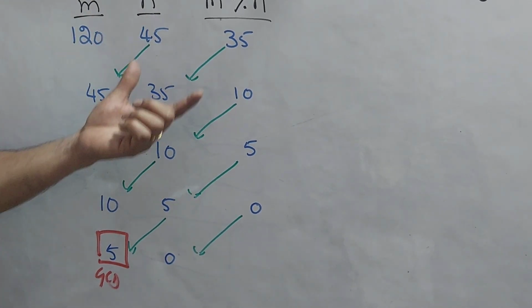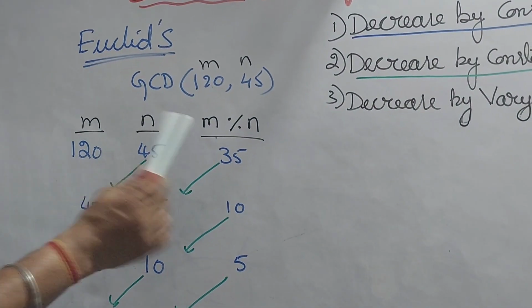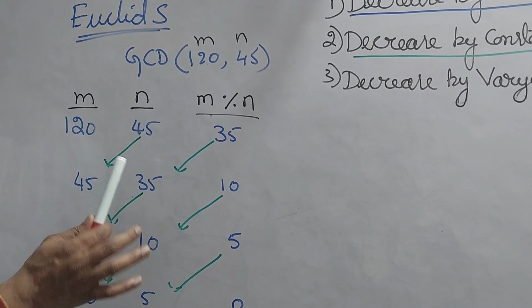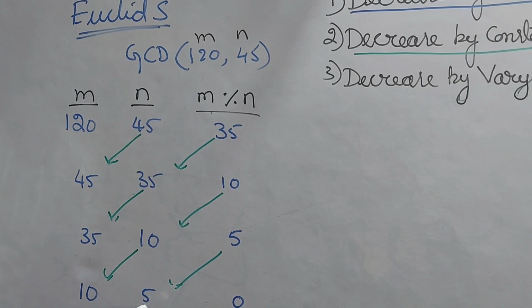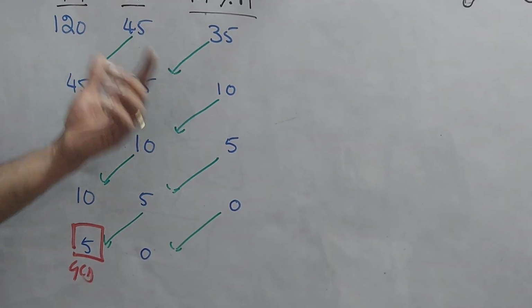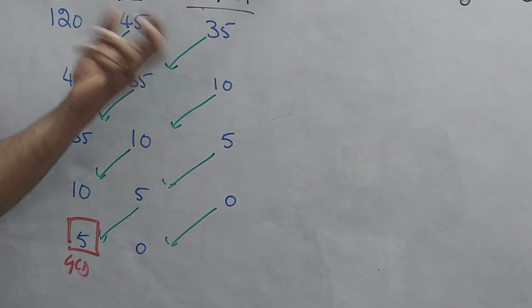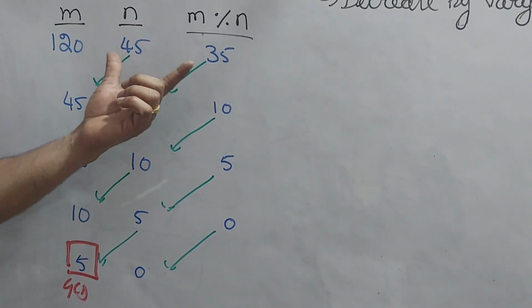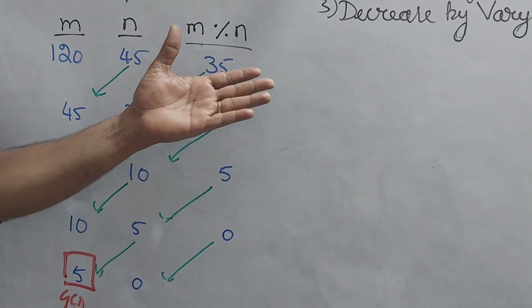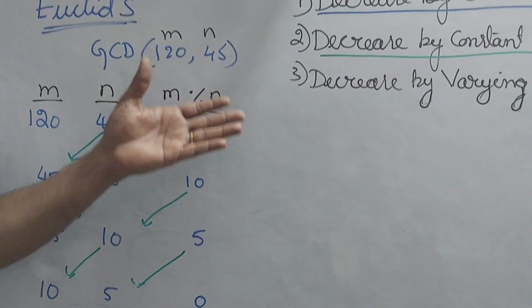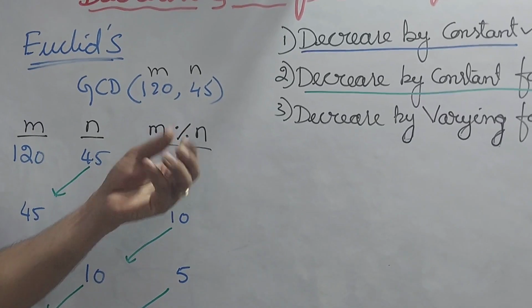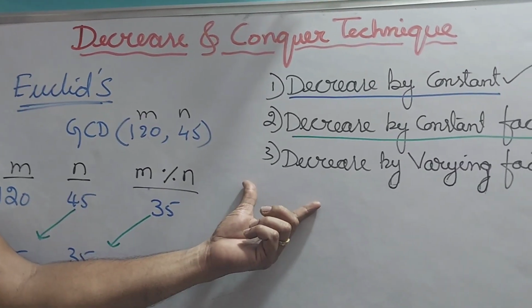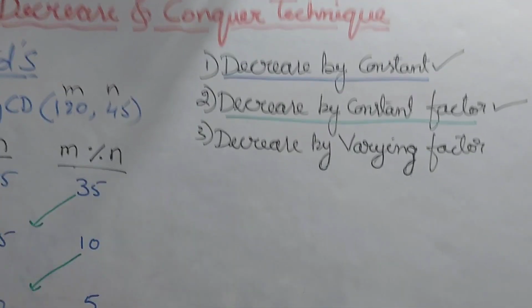So here is how it is decreased by varying factor. First time I divide by 45, second time I divide by 35, next step I divide by 10, next time I divide by 5. Like that, in every step I keep varying the factor by which I am reducing the problem size. This is the example for decrease by varying factor. Another example is interpolation search, and inserting, deleting or searching in a binary search tree are also examples of decrease by varying factor.